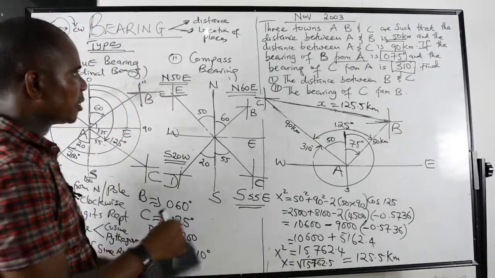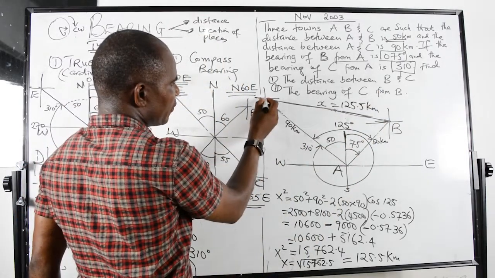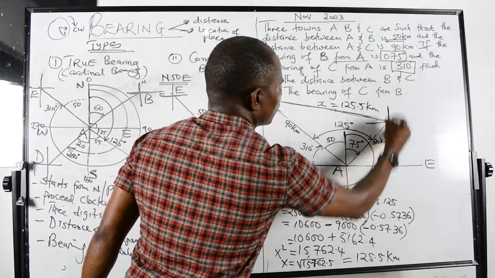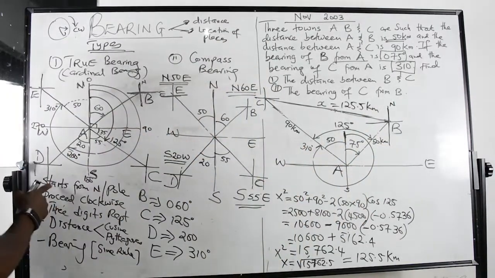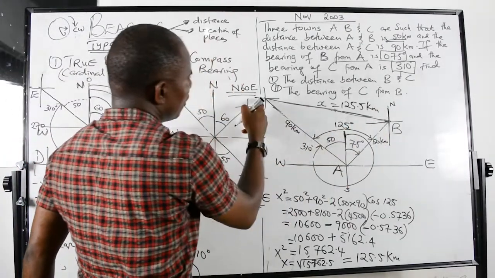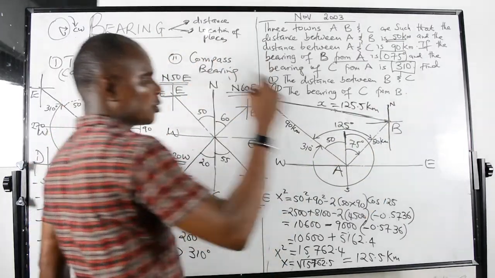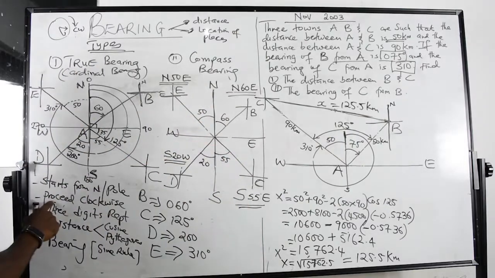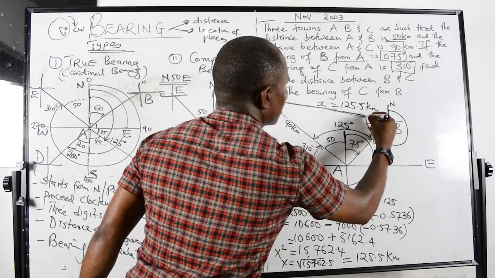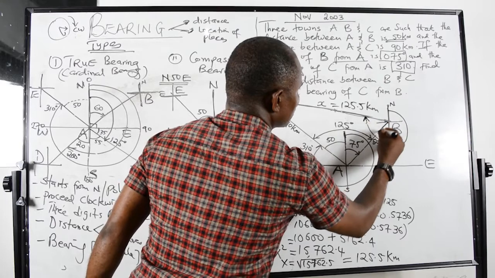Now the second question says, now find the bearing of C from B. So if we are finding the bearing of C from B, here we want to start from the North Pole. Remember the compass bearing? A bearing starts from the North Pole. So since I'm finding the bearing of C from B, I must start with the North Pole here. So this North Pole, and we said bearing is proceeding clockwise, so we'll proceed clockwise. So I'm finding all the angles to that point. So this is the bearing I'm looking for. That is the second question.